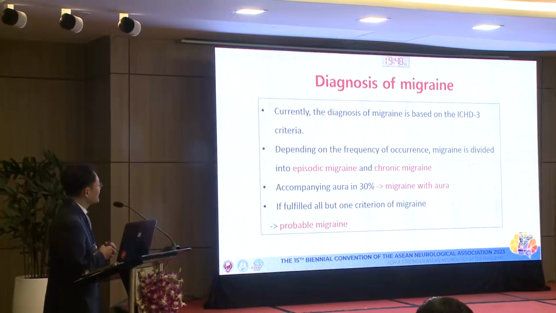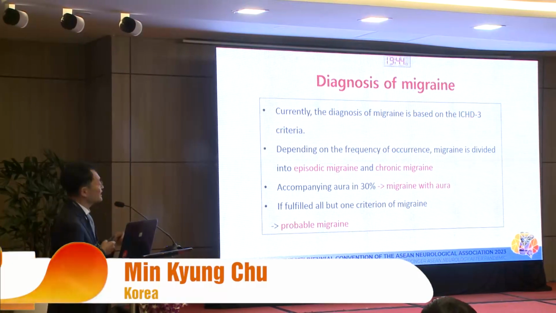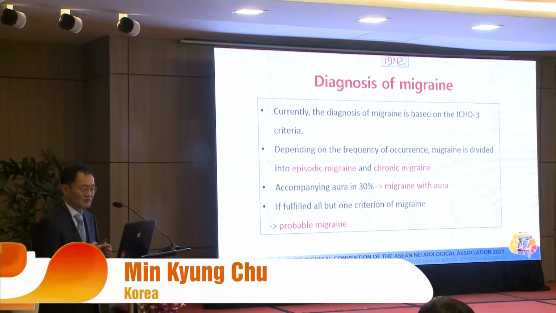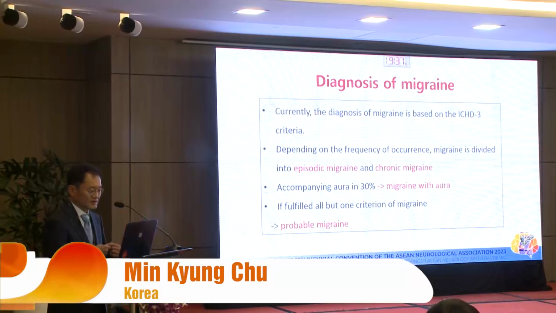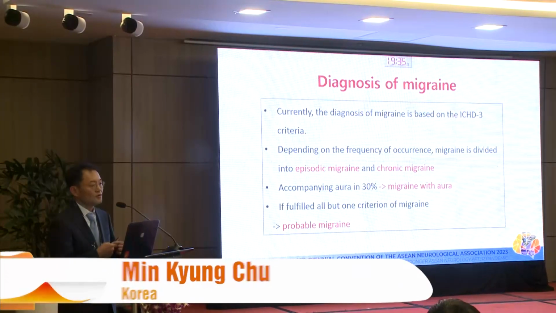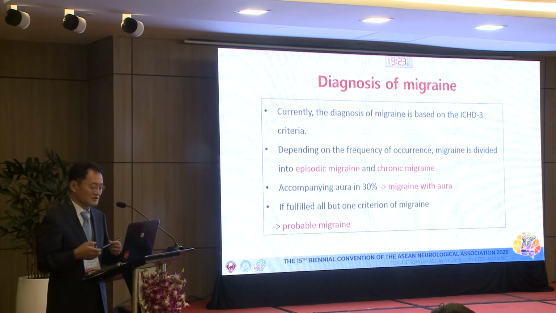Migraine is also diagnosed based on the ICHD-3 criteria, and depending on the frequency of occurrence, migraine can be divided into episodic and chronic migraine. With accompanying aura in 30%, they are classified as migraine with aura, and if fulfilling all but one criterion of migraine, they are classified as probable migraine, which is very common in the Asian population.